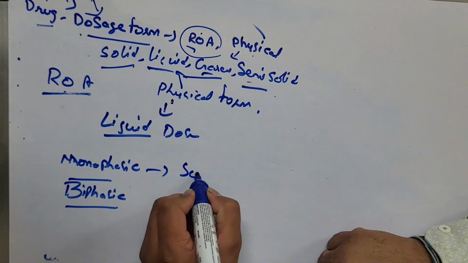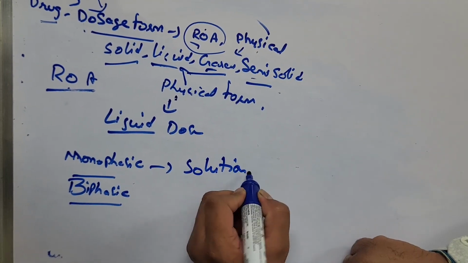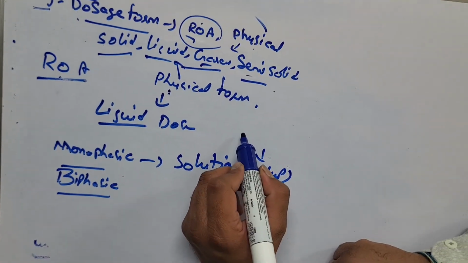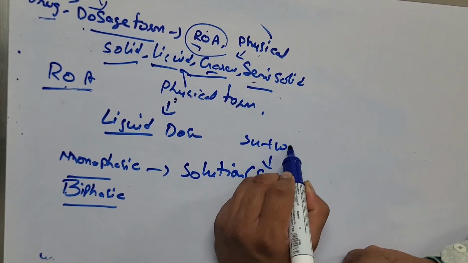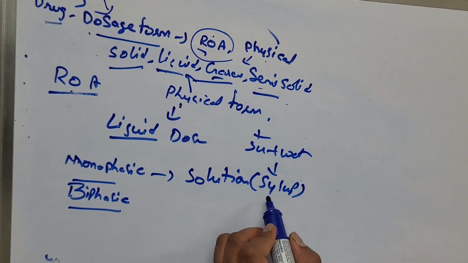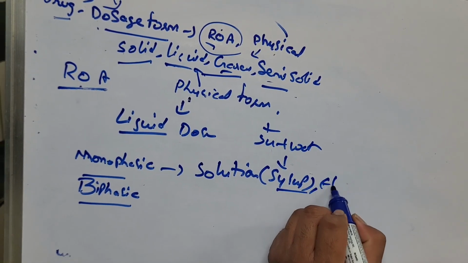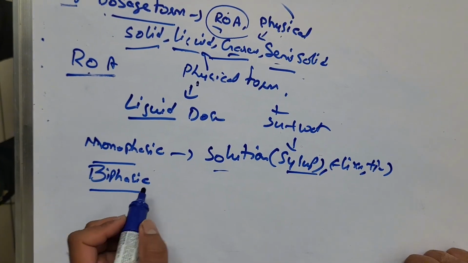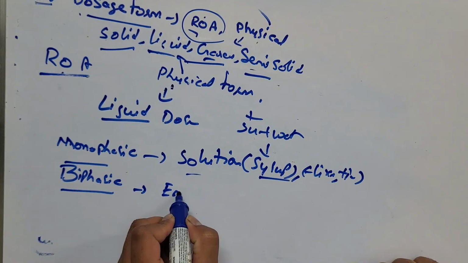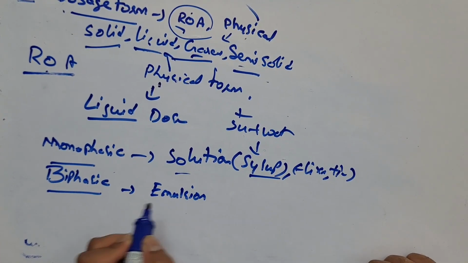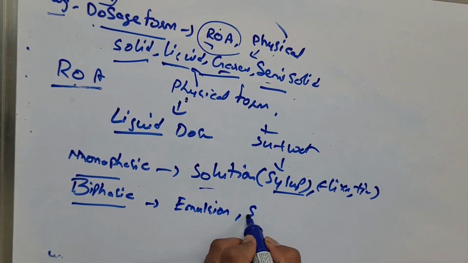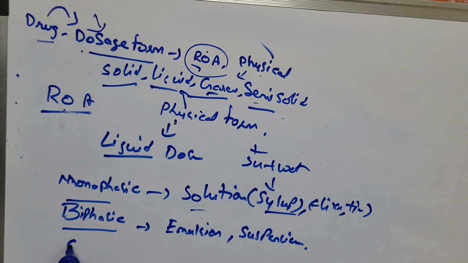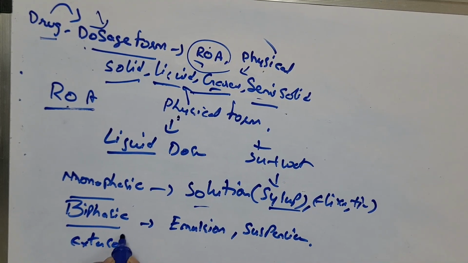An example is solutions. Syrup is nothing but adding sucrose plus water with the concentration, and you get syrup. Then elixirs, then tinctures. So these are solutions. Whereas biphasic means two phases. The examples are emulsions and suspensions.